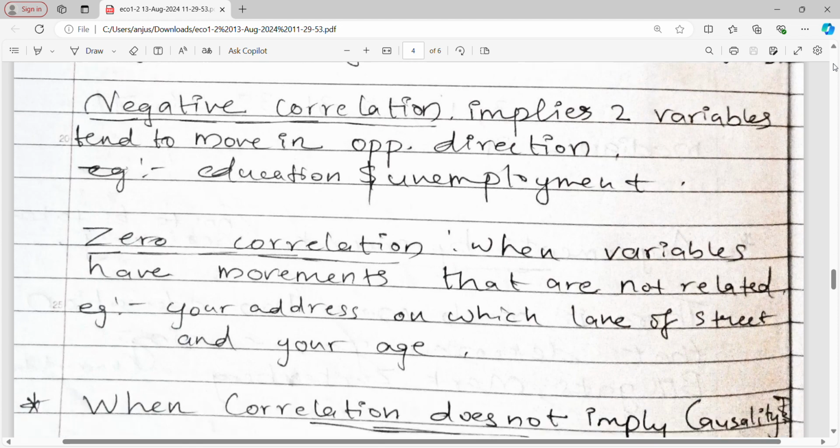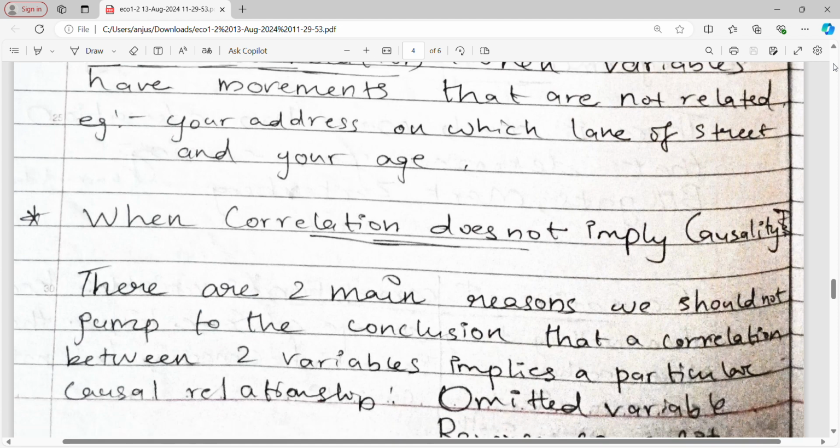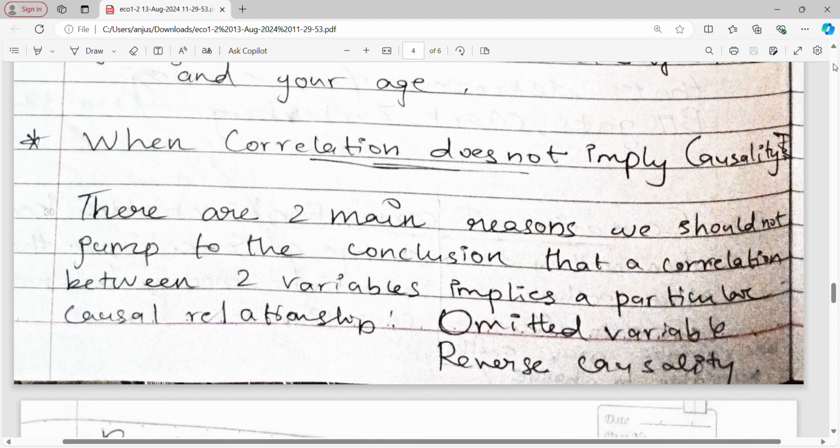Then zero correlation. That is when variables have movements that are not related. Both the movements are not related. Your address, which lane of the street you live on, and your age have no connection. Zero correlation. Next is when correlation does not imply causality.